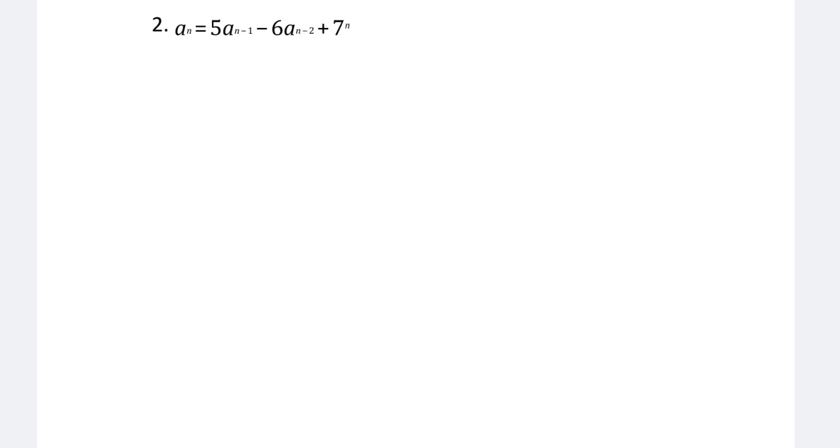aₙ = 5aₙ₋₁ − 6aₙ₋₂ + 7ⁿ. That means, here the linear equation aₙ − 5aₙ₋₁ + 6aₙ₋₂ = 7ⁿ. Yes, it is non-homogeneous because it is not equal to 0. So we need to split this into two parts, that is aₙ^(h) and aₙ^(p).